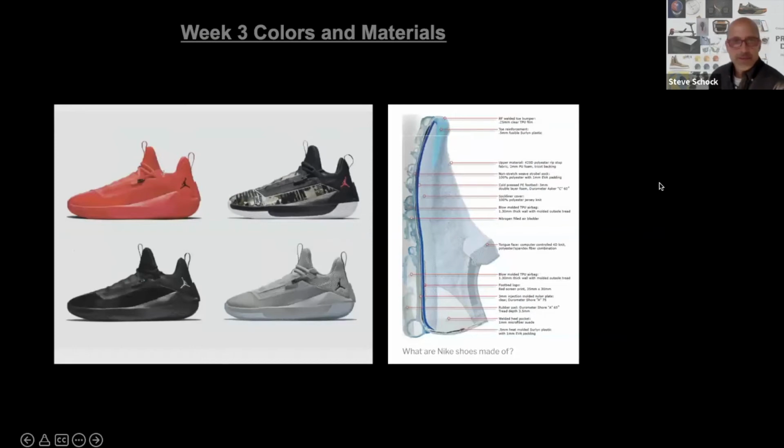So a couple of things. The images on the left, those four shoes, same shoe, but you can see how different they look with the different colors and materials. So color and materials can play a big role in the aesthetics of the shoe. The image on the right just shows you some of the materials, and you can see how many different materials go into every shoe. There's quite a bit of material science.